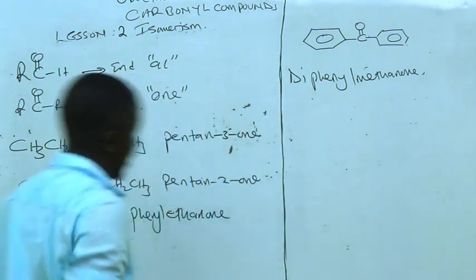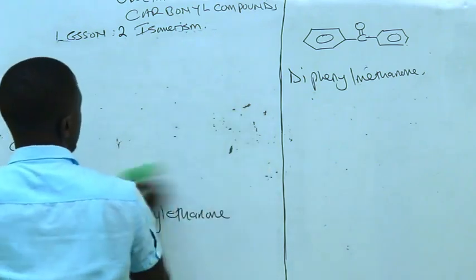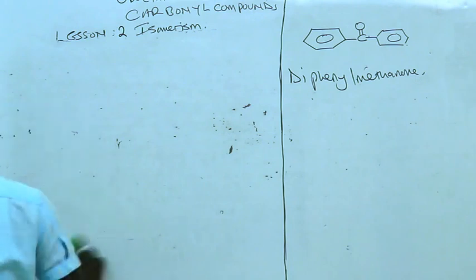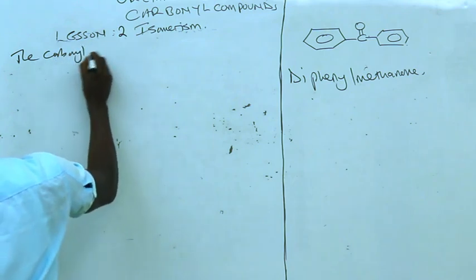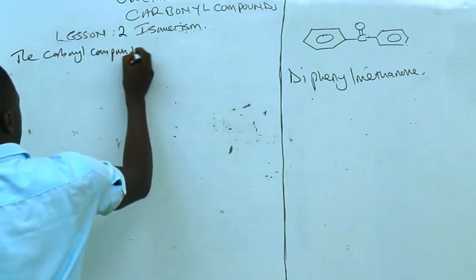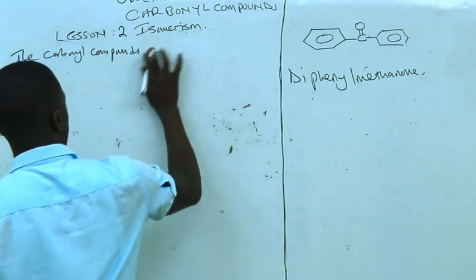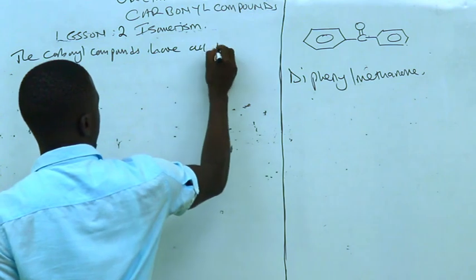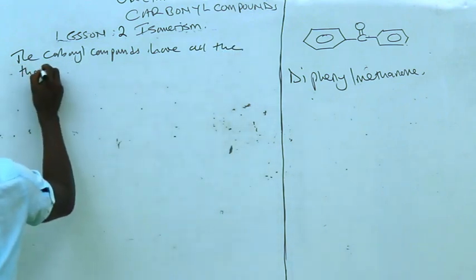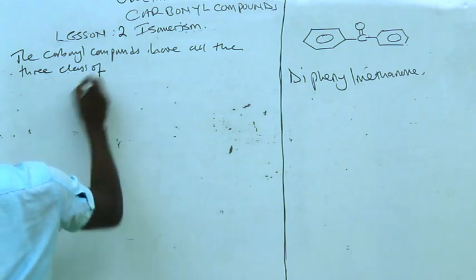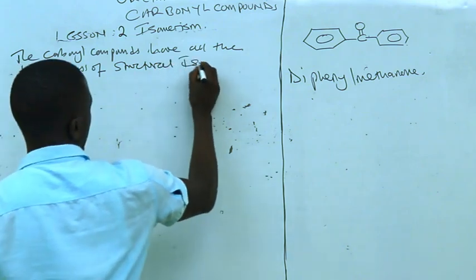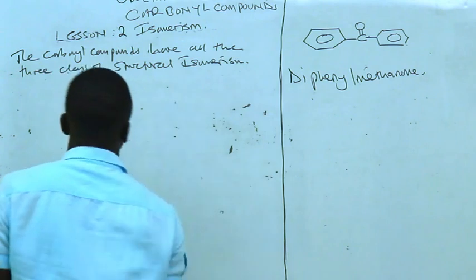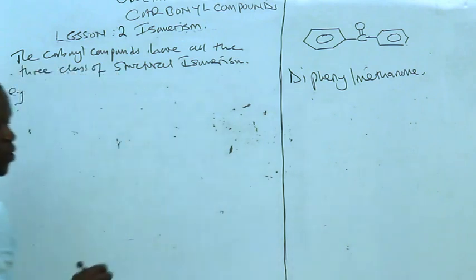So we can say that the carbonyl compounds exhibit or have all the three classes of structural isomerism. Let's look at some examples. What are these types of structural isomerism?